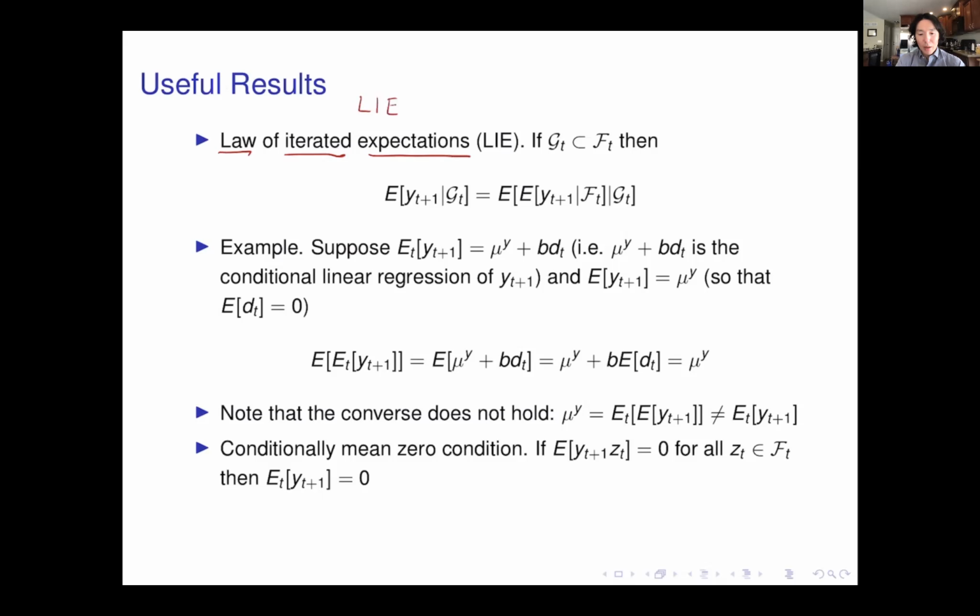Suppose your information set is included in a bigger information set. Okay? So when does that happen? So F_t can be information set of all investors. Everything that investors know at time t. Whereas G_t then is going to be the subset of that, meaning information known to only a few investors.